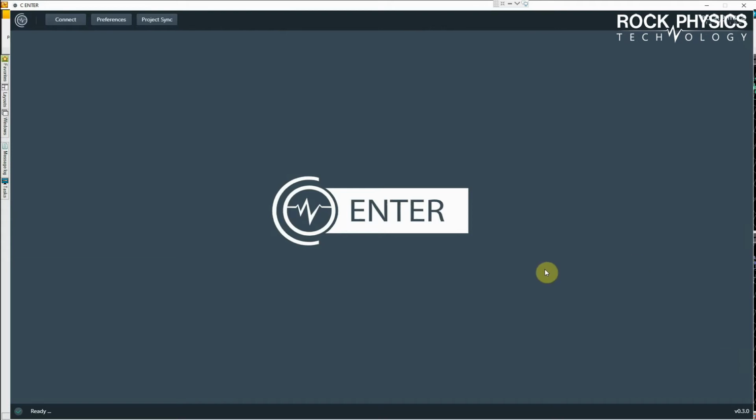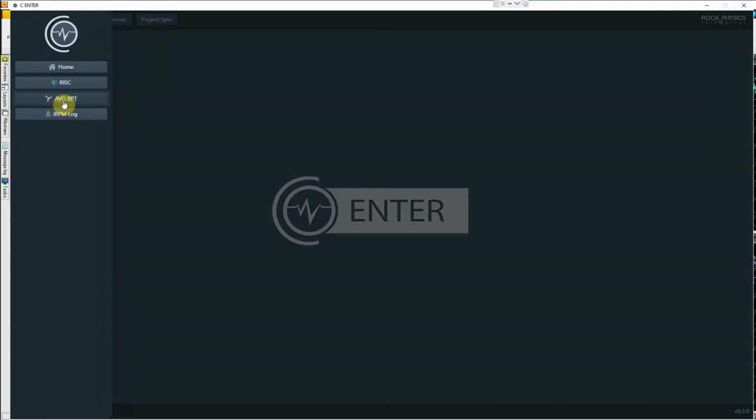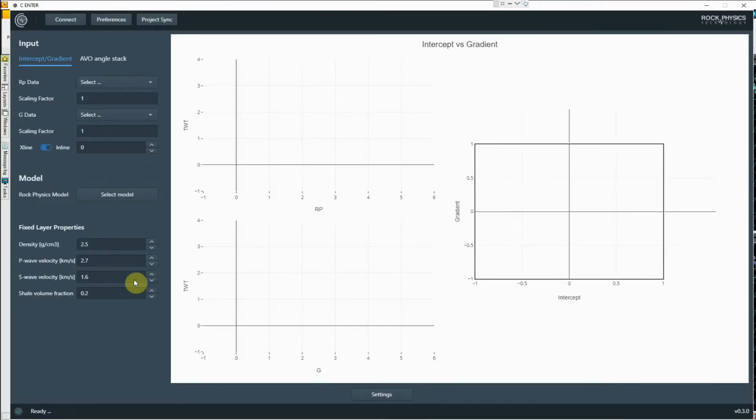In this video, we will look at the AVO RPT module. The AVO RPT module is the amplitude versus offset rock physics template.